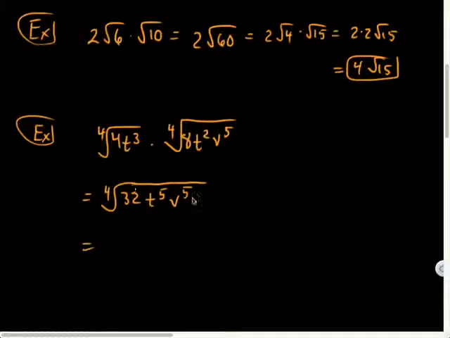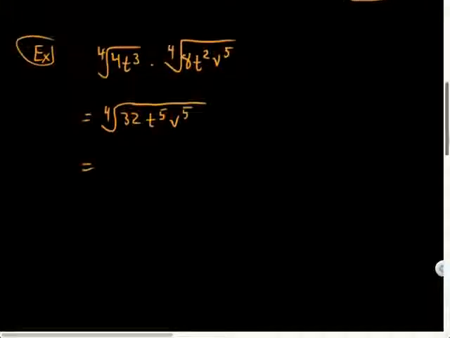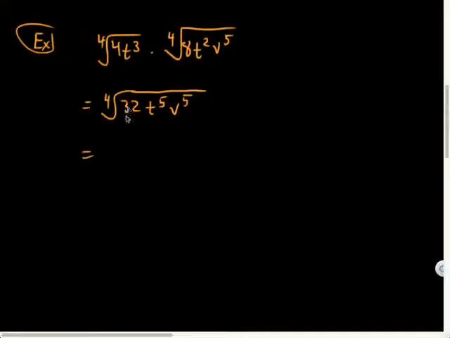So I multiplied the insides during that story. I don't know if you noticed that. It was amazing. And let's see. So I just multiplied 4 times 8, got 32. T cubed times t squared is t to the 5th. And v to the 5th is still hanging out. So I multiplied them as one big radical. And now I'm going to simplify that radical if possible.